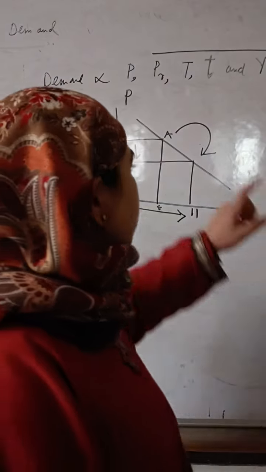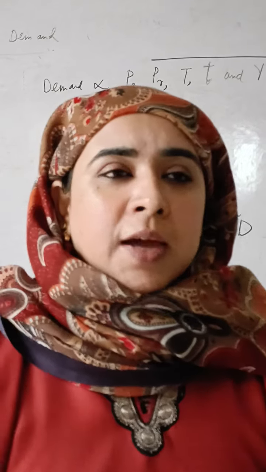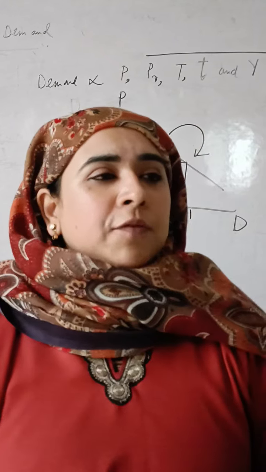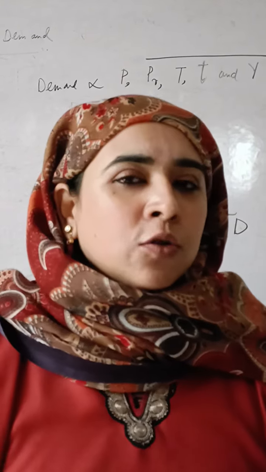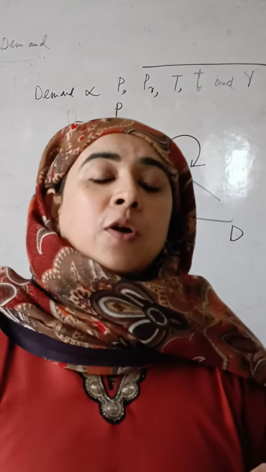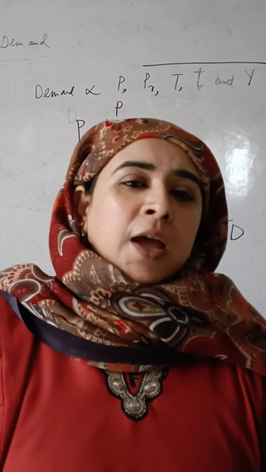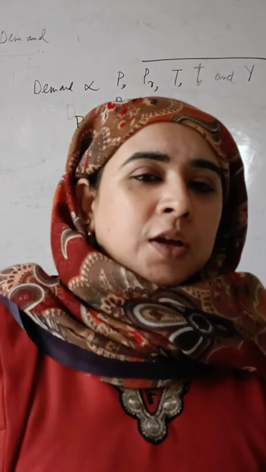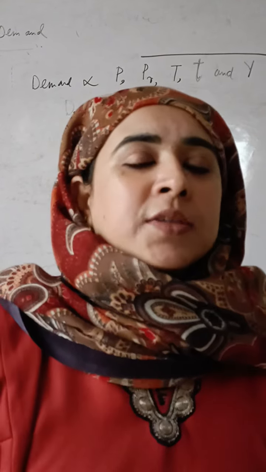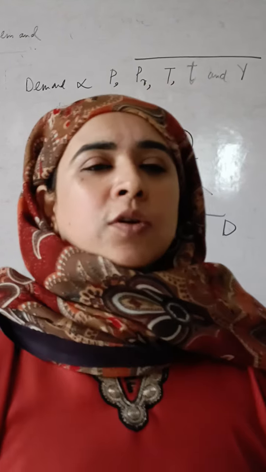Another determinant is the price of related goods. If there are related goods, like complements, then when you buy a good that needs to be bought with a complement, the price of that complement is also important in determining the demand for this good. For example, if you are buying shoes and need polish, the price of polish would also affect the demand for the shoes. Similarly, the price of shoes would also affect the demand for laces, and so on.